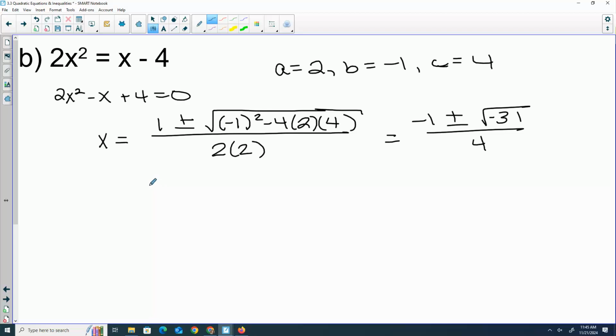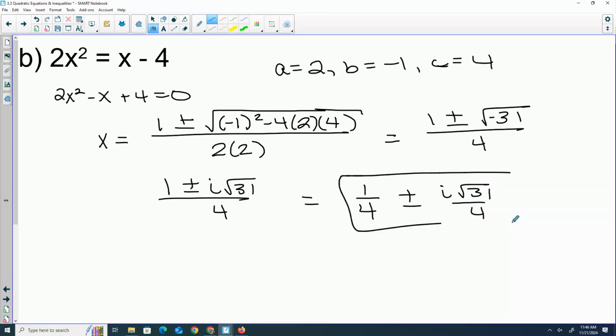What can I do with that? Take out an i. Then because it is, oh, hold on, I added a negative out of nowhere, didn't I? Because it is imaginary, we do need to break them apart for the final answer, so it's in standard form. So just 1/4 plus or minus i radical 31 over 4. Is that okay?